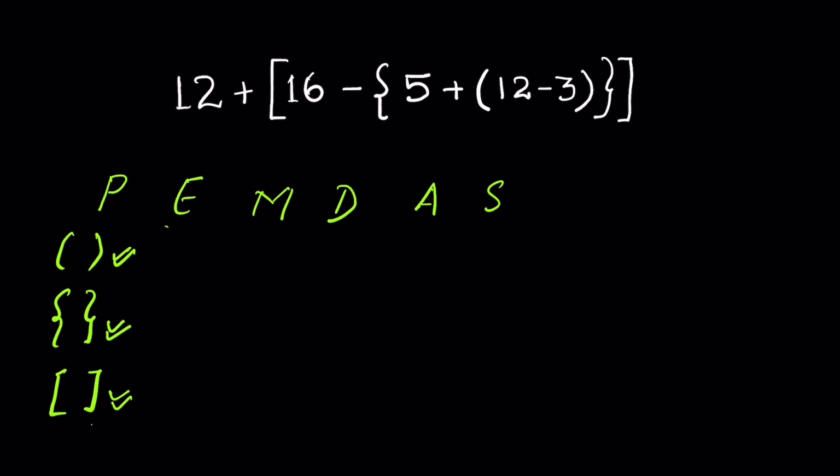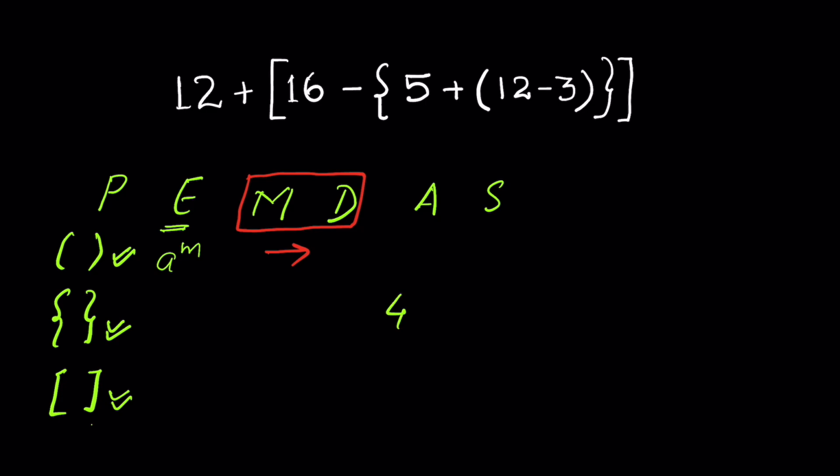After parentheses, we do exponents, orders, indices, roots. Multiplication and division are grouped together. We solve them from left to right, whichever comes first, because they have equal priority. Multiplication is nothing but the reverse of division. They are called reciprocal actions. Division is nothing but the reverse of multiplication.